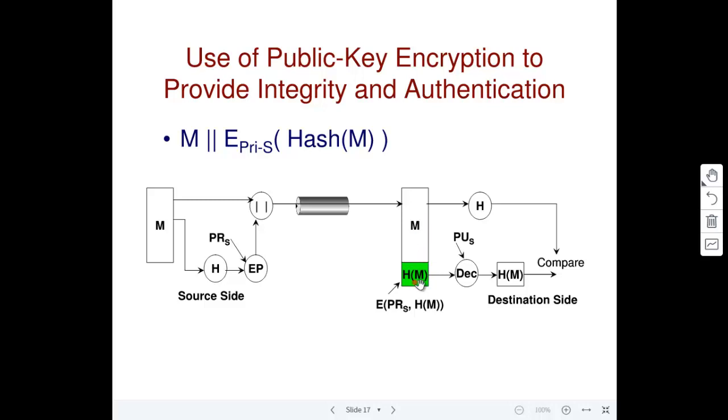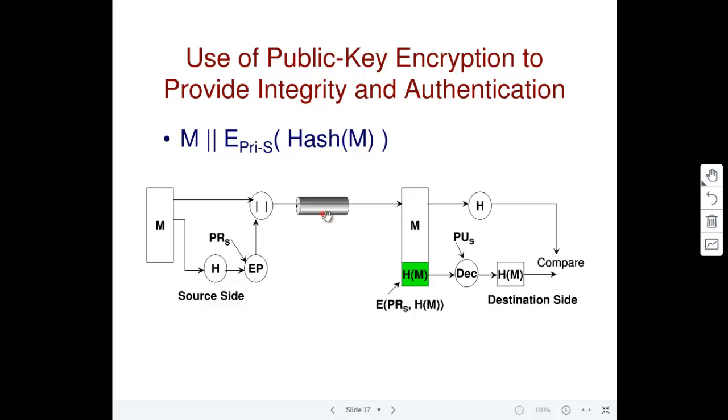The receiver could also decrypt the encrypted hash value using the public key of the sender, because the hash value was encrypted with the private key of the sender. So the receiver needs to use the public key of the sender to decrypt the hash value and get the actual hash value of the message. The receiver will also compute the hash value of the message it gets, and if both the hash values match, it means the message came without any modification during transmission.